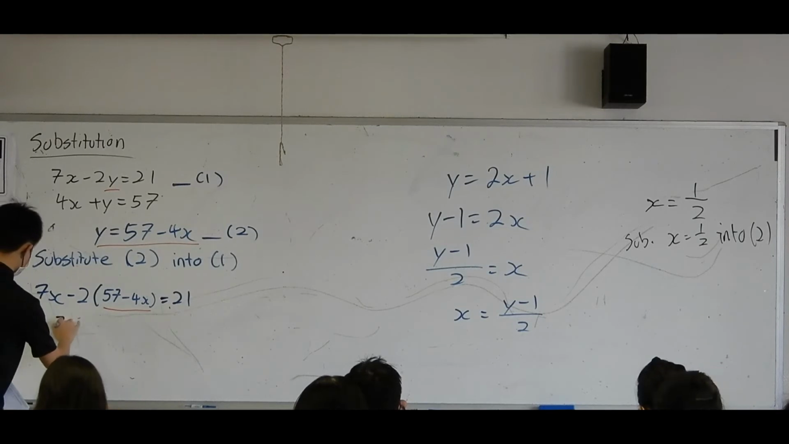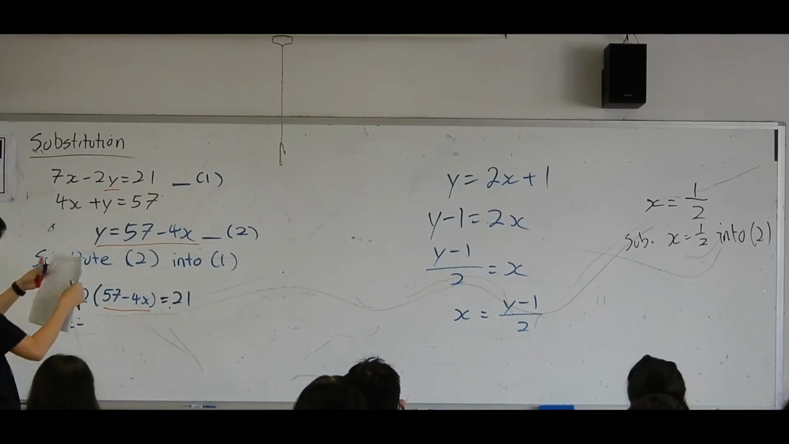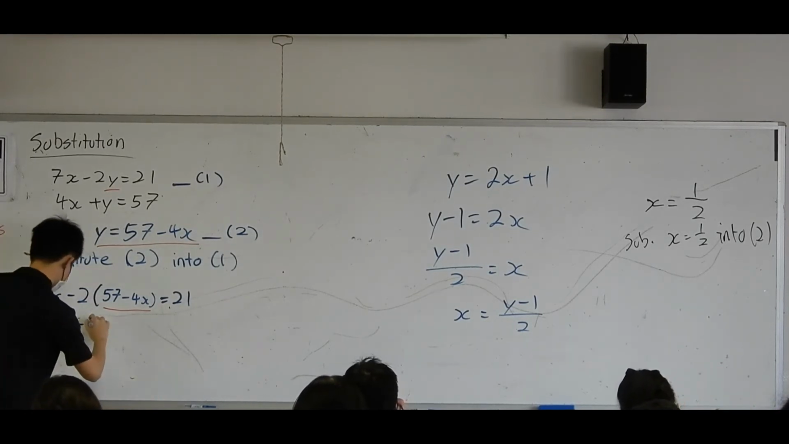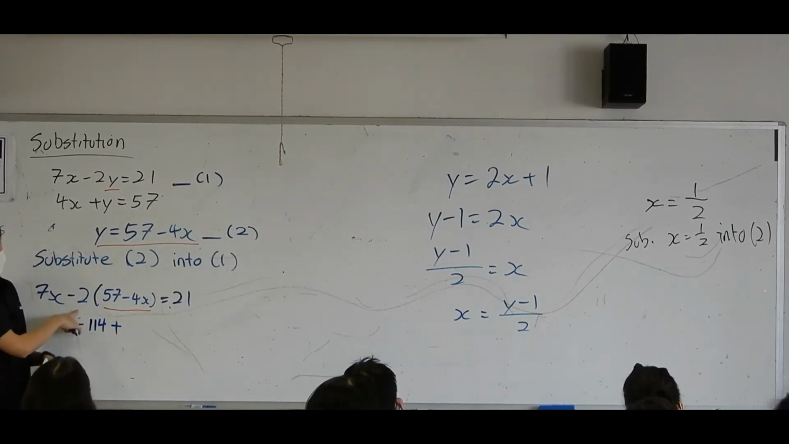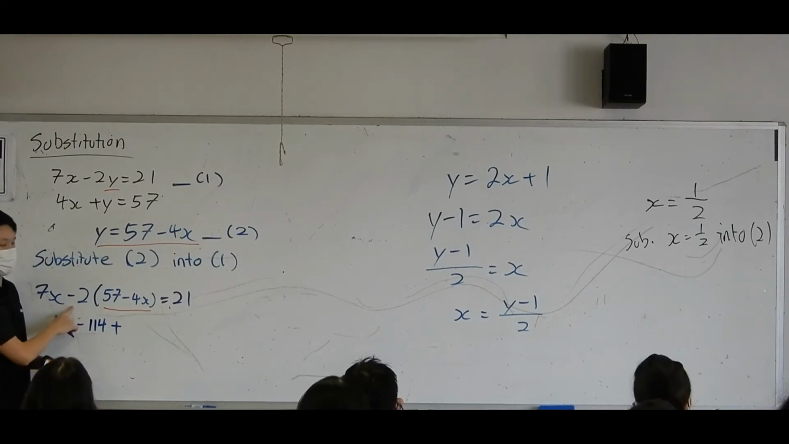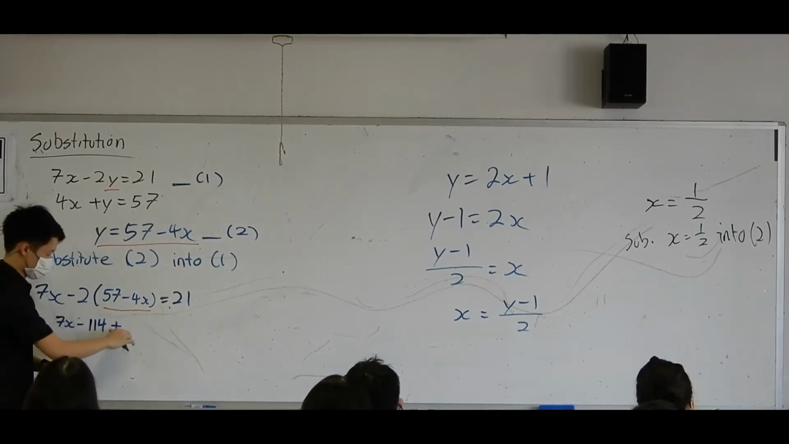Okay, simply continue on. 2 times 57 is 114. Then this is plus. Remember, your basics of algebra come back already. There's a minus outside. So minus, this becomes plus.